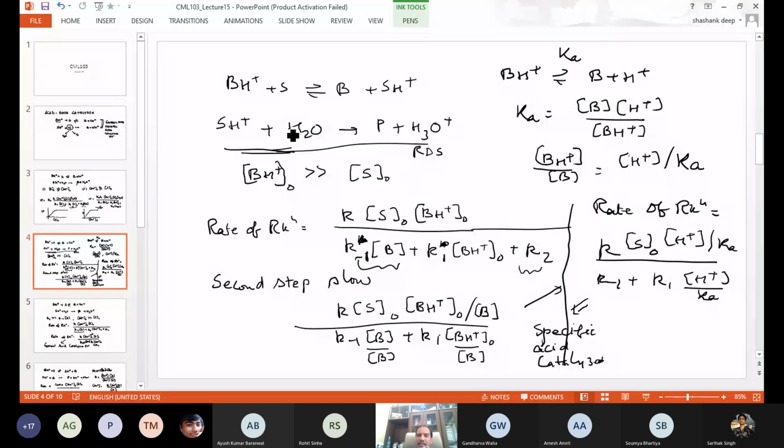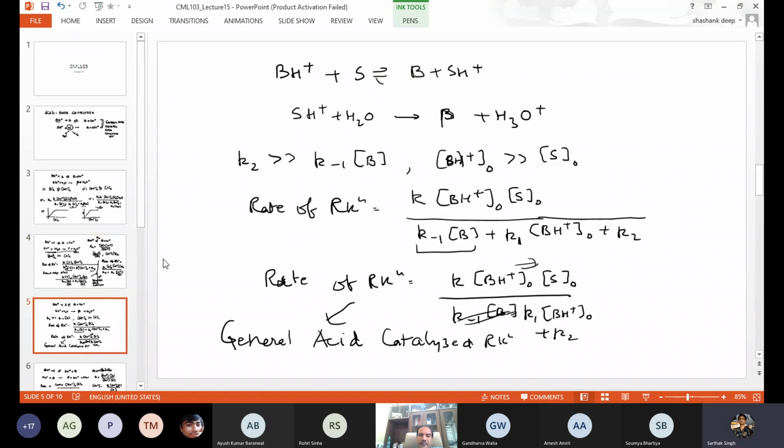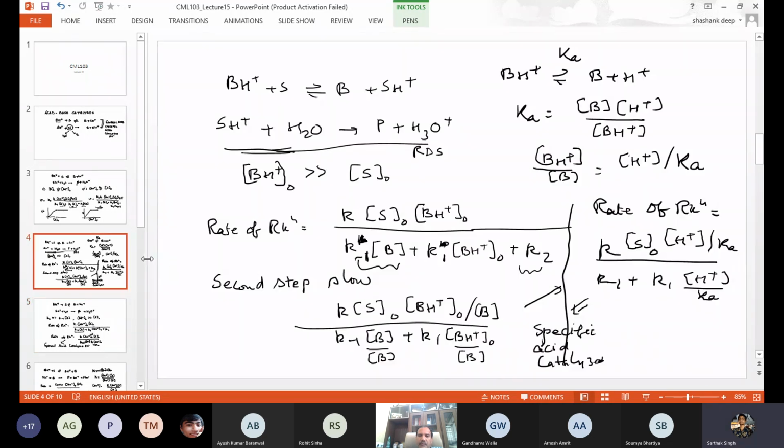So please keep in mind that only when this second step is slow do we have a specific acid catalyzed reaction. Is this clear? So if the second step is not slow, then we won't have H plus. Then it will depend on BH plus naught concentration. In that case, it is the general acid catalyzed reaction. I will discuss that case in the next slide. But please keep in mind when it is a specific acid catalyzed reaction.